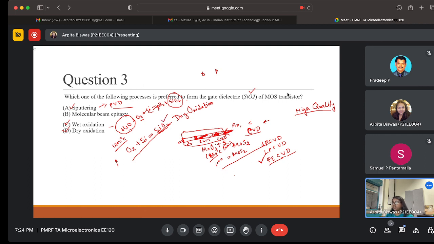That's why we use it here, because in a MOS structure there is a metal, then oxide, then semiconductor. So we require a very good quality oxide layer. That's why we use dry oxidation, not wet oxidation, because in wet oxidation we use H2O, so hydrogen is produced and this hydrogen degrades the quality of the oxide layer. Sputtering also affects the quality. Mainly we use the dry oxidation process because of the quality. Okay. Do you have any other doubt?